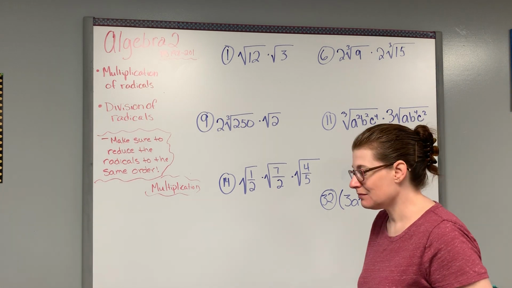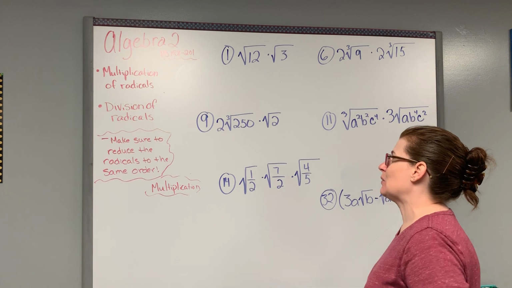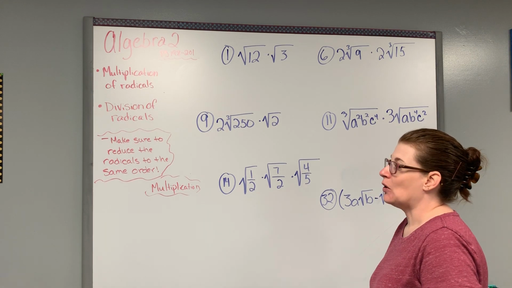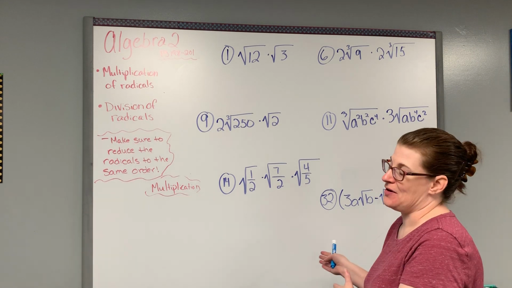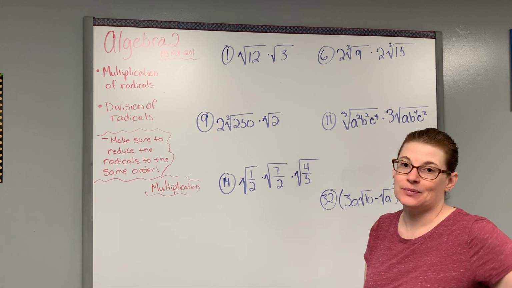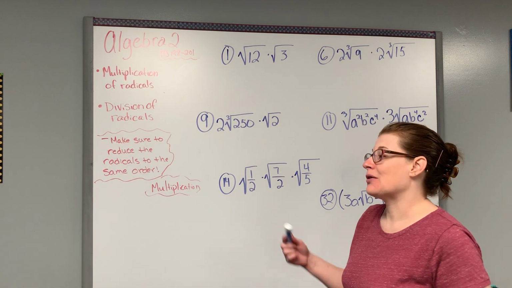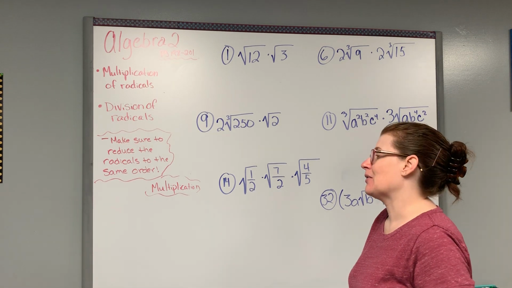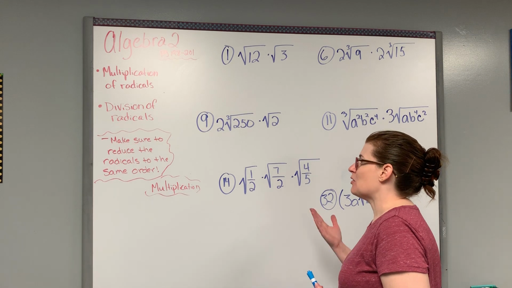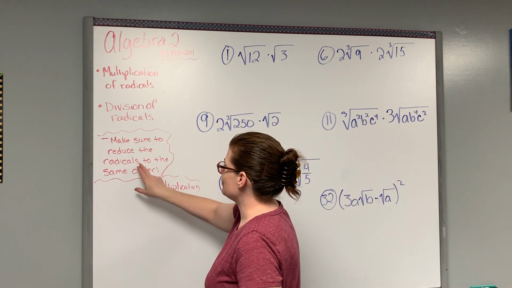All of the rules that we've learned so far for radicals are applied in everything else we learn. That's how math is. It's like a building subject. Once you learn something way back in first grade, you can plan on doing it for every year that you have math. The new thing here is just to make sure that we reduce the radicals to the same order.